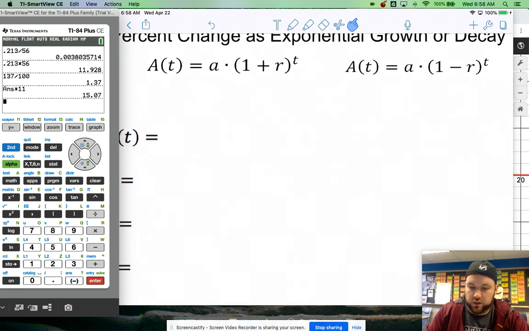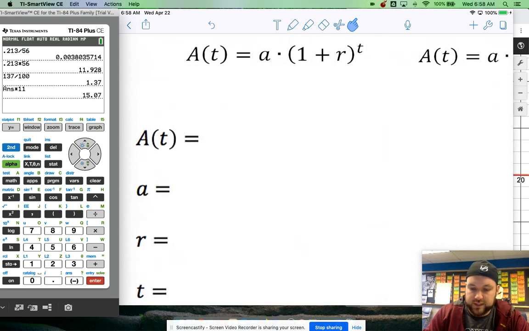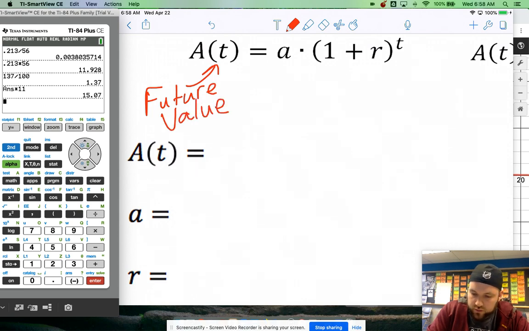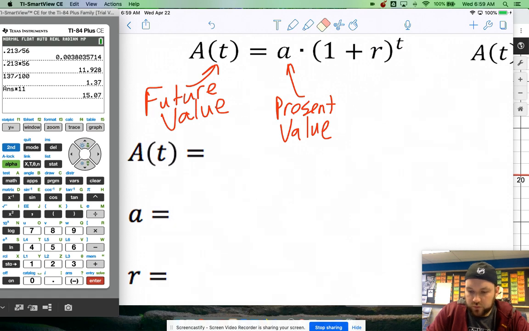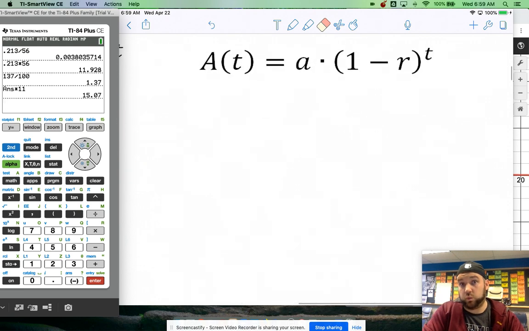So the type of formula we're going to use for exponential growth is something that looks like this. Okay, it's A of t, which is just going to be our future value. This is just using function notation. Just like we said yesterday, the small letter a is still going to represent our present value or our start value. Okay. Now, what's in parentheses here is 1 plus r, or in the other version, it's 1 minus r.